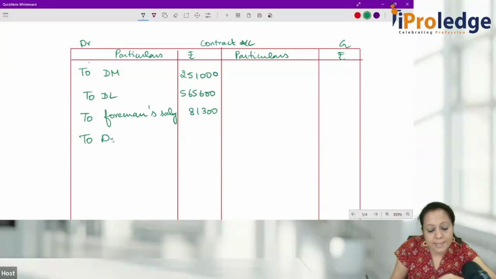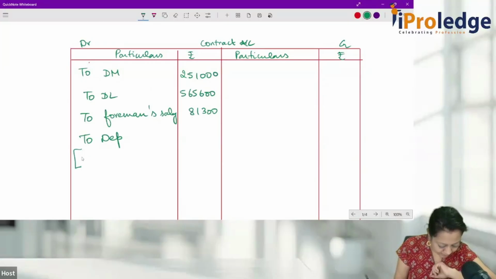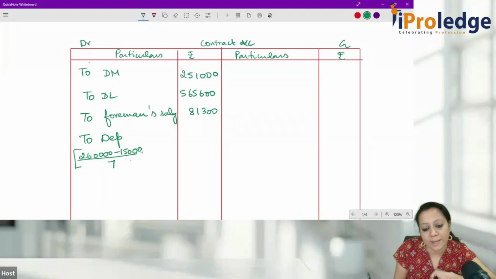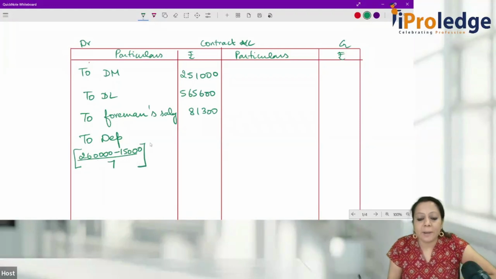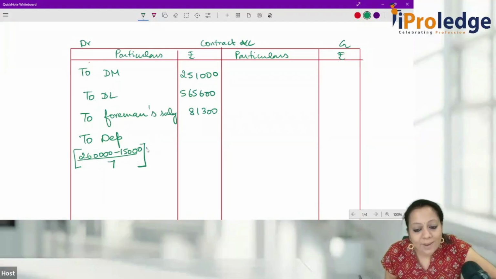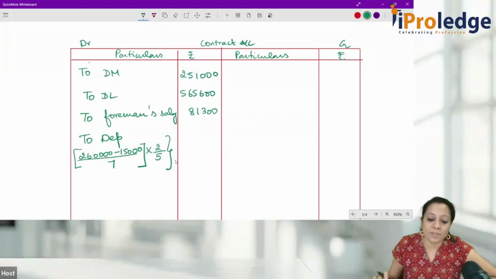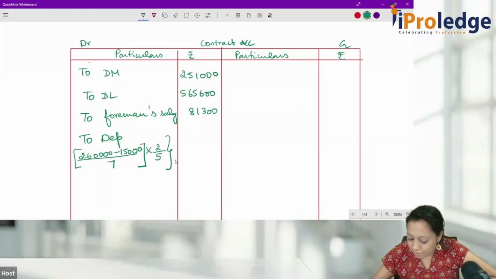Then we will write to depreciation. We will show the working note here itself. So it is going to be 2,60,000 minus 15,000 divided by 7 is the depreciation for 1 year. Cost minus scrap value divided by life. But only 2 by 5. Very nice. Only 2 by 5 was devoted for the contract. It was used for other purposes for the rest of the 3/5 of the time. So it is going to be how much, students? 2,16 minus 14. Thank you, dear. So 14,000.